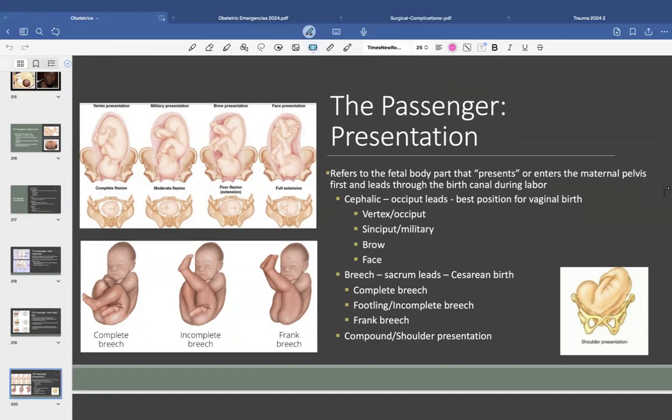So you can see a picture of a shoulder presentation down at the bottom. It's almost impossible to move that baby around. So most of those are under these exceptions. So just more examples of that.